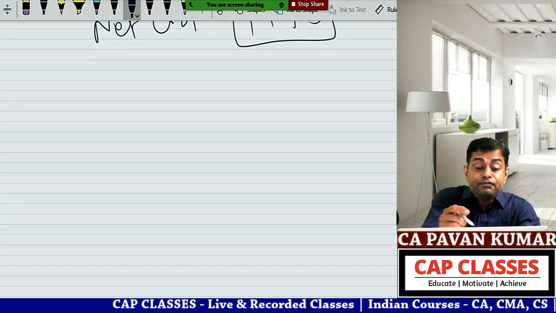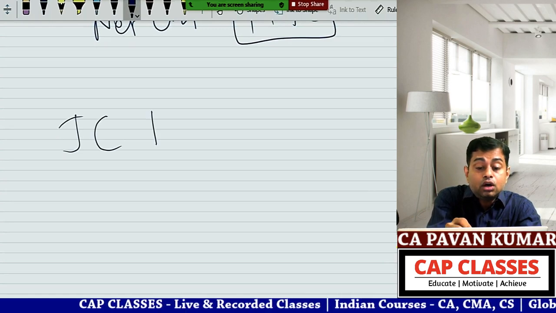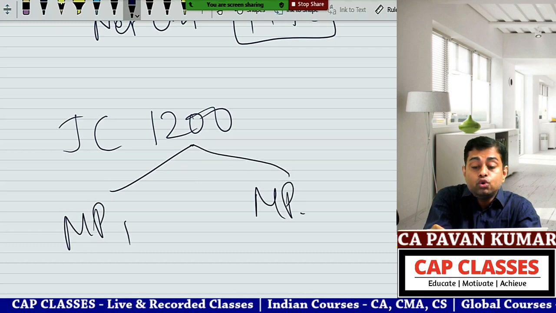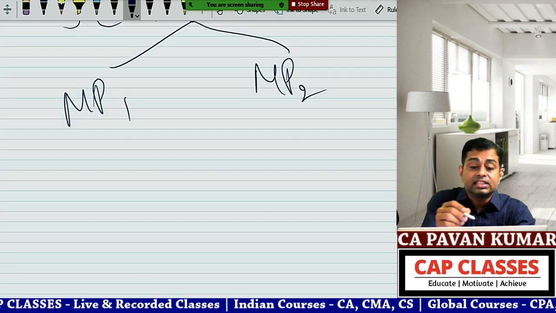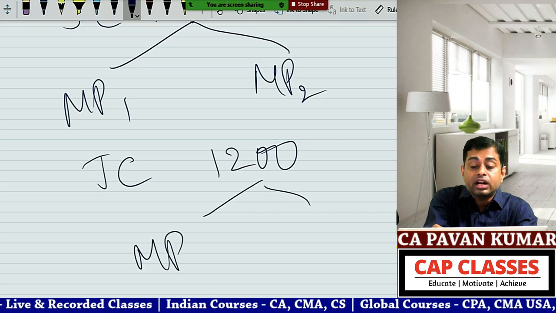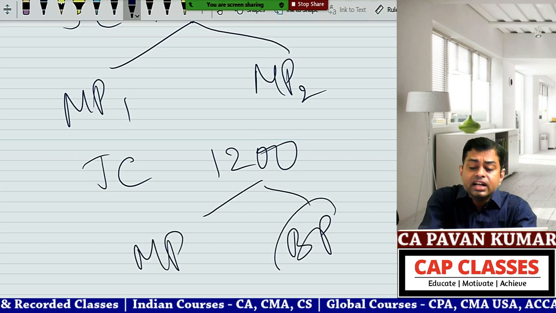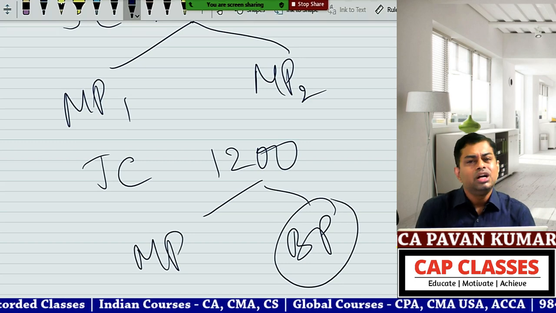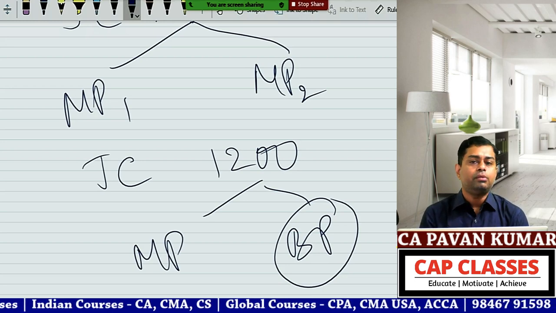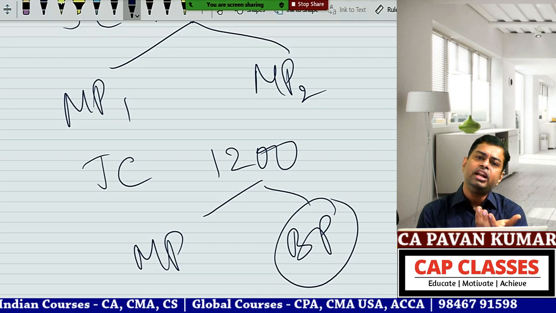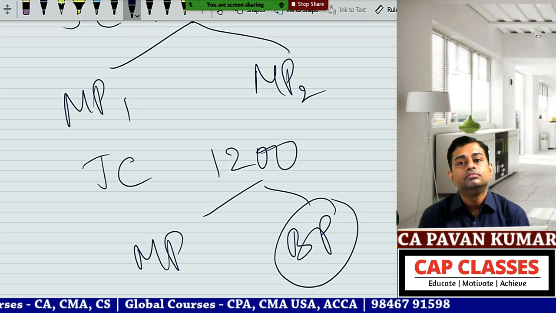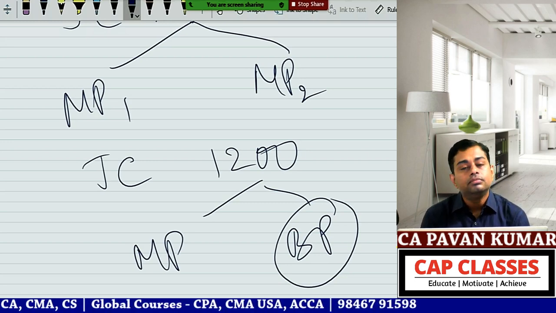So if it is joint cost 1200, and it is main product 1 and main product 2, you will share it on some basis. But if the joint cost is 1200 between main product and byproduct, first you ask, dear byproduct, what is your value? 25 rupees. What is your affordability? 25 rupees. To what extent you are comfortable? 25 rupees. Okay, no problem. You give 25, remaining 1175, I will bear. This is byproduct accounting. That's all.